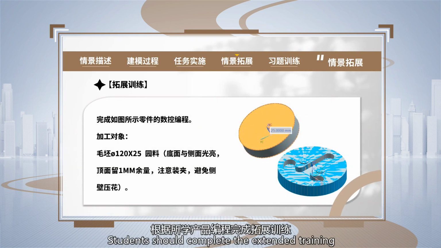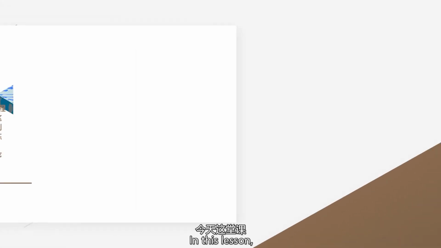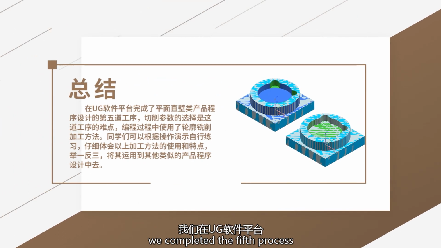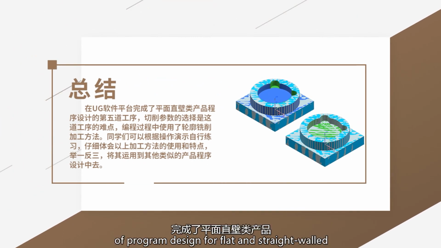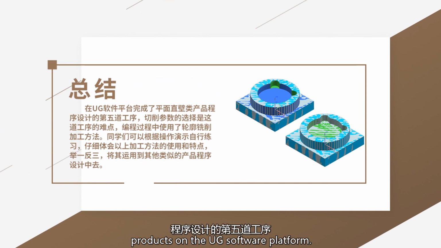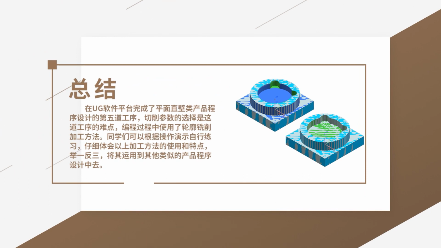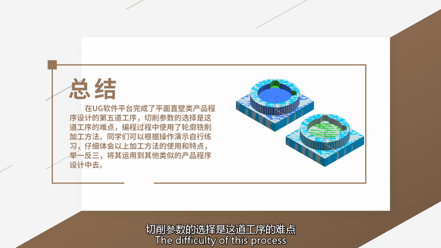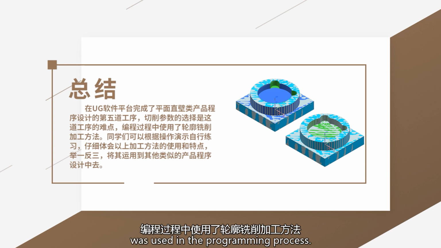Students should complete the extended training based on the programming of the learned products. In this lesson, we completed the fifth progress of program design for flat and straightforward products on the UG software platform. The difficulty of this process lies in the selection of cutting parameters. The contour milling method was used in the programming process.